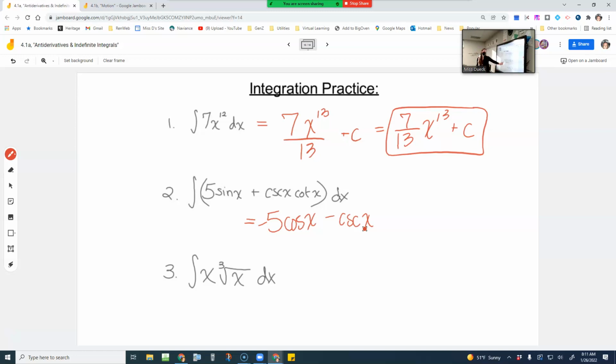Double check though, what's the derivative of cosecant? It's a negative. There's also a negative that will make it a positive. Cosecant, cotangent. Oh no! I've messed up. What do I need? Let's see.